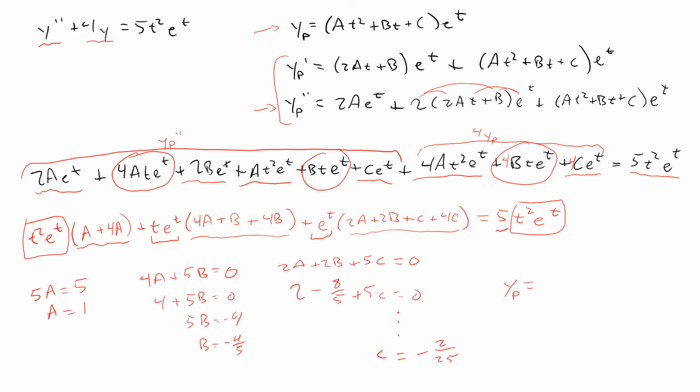We have a t squared, that's just 1 times t squared, so that's t squared, plus b t, so that'd be minus 4/5 t. Sorry, my writing's getting a little bit sloppy here at the end. Plus c, well, c is negative 2/25, so I'll say minus 2/25. Times e to the t.